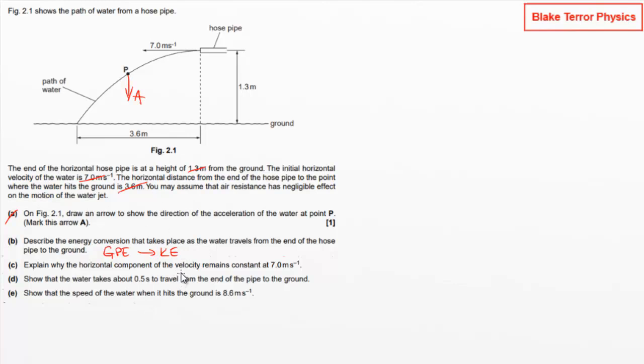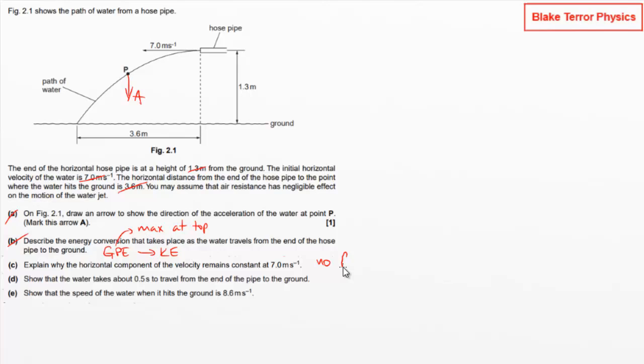Sometimes they like you to add in a little bit more and say things like, well, the GPE is a maximum at the top, or is a minimum at the bottom, these sort of things. That's kind of obvious when you've said the GPE is going to kinetic energy. But there you go. Sometimes it doesn't do any harm to put in a little bit extra in case there's another mark floating around.